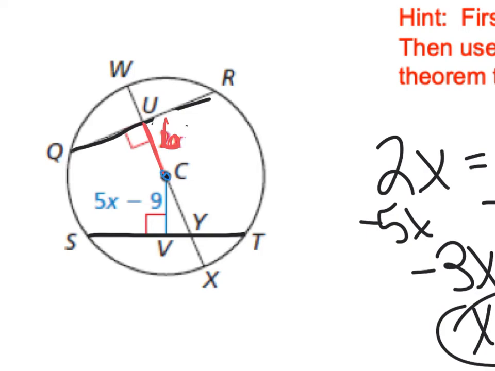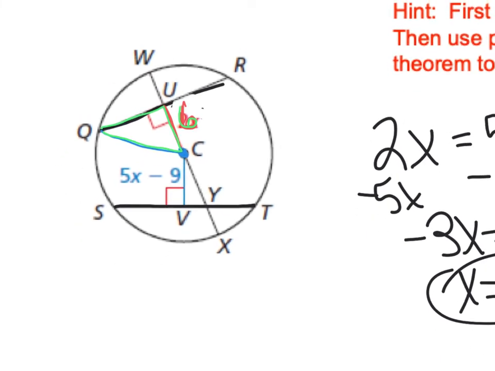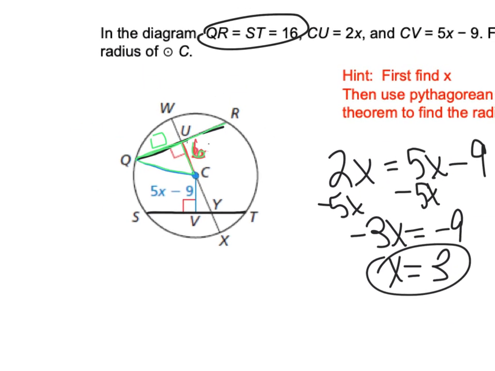Well, the radius goes from the center to the outside of the circle. So if I want to figure out the radius, I want to make my center out to one of the edges of my chord. Okay, so I have this right triangle here that I'll make green. I know that this side of the right triangle is 6. I can figure out this side of my triangle because I know that QR, the whole thing, is equal to 16. It tells me that in the directions.